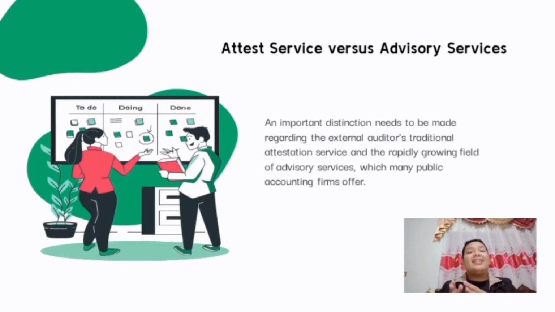Now let's talk about attest service versus advisory service. Let's differentiate the two. Firstly, an important distinction needs to be made regarding the external auditors' traditional attestation service and the rapidly growing field of advisory services, which many public accounting firms offer. Now let's define what attest service is. An engagement in which a practitioner is engaged to issue or does issue a written communication that expresses a conclusion about the reliability of a written assertion that is the responsibility of another party.